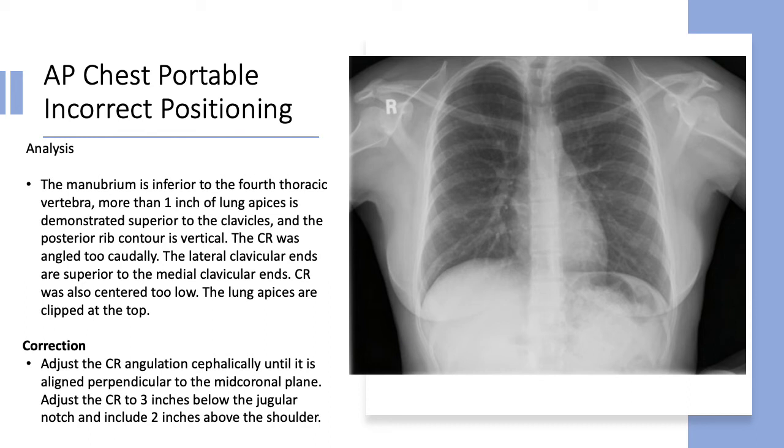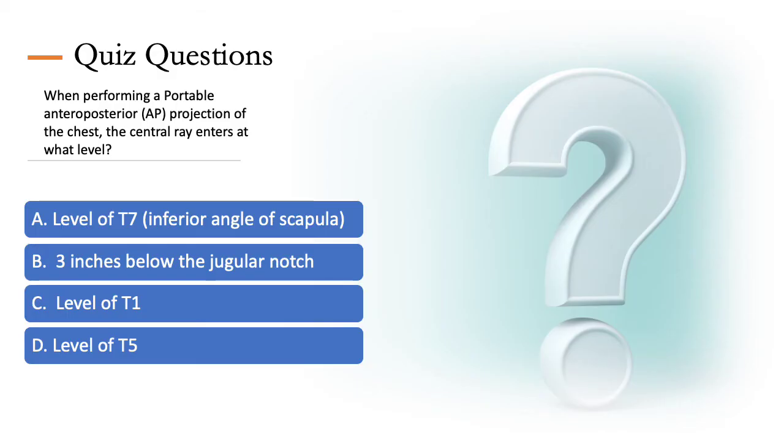So to correct this, we would adjust the central ray angulation more cephalically until it is aligned perpendicular to the midcoronal plane. We would adjust the central ray to 3 inches below the jugular notch and include 2 inches above the shoulder. Now let's see if this jogged your memory and you are able to answer these quiz questions.